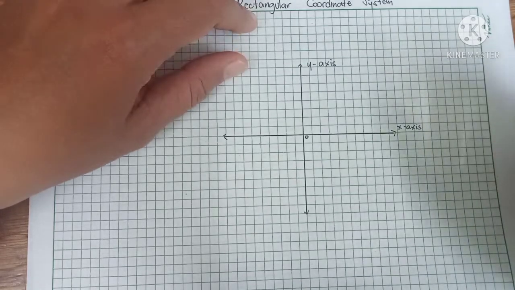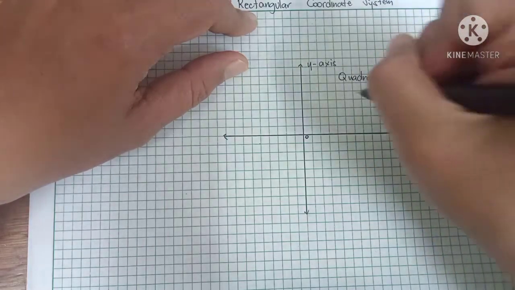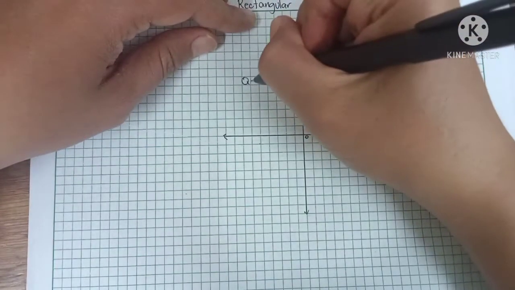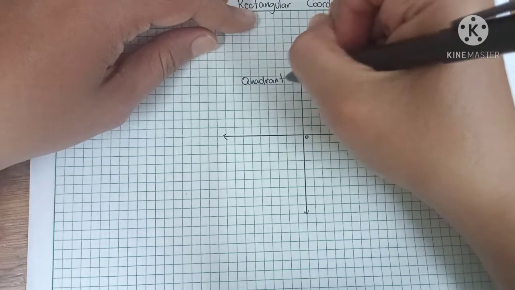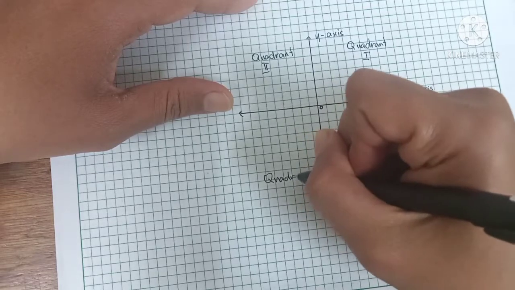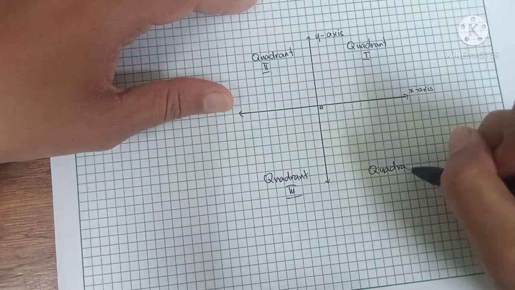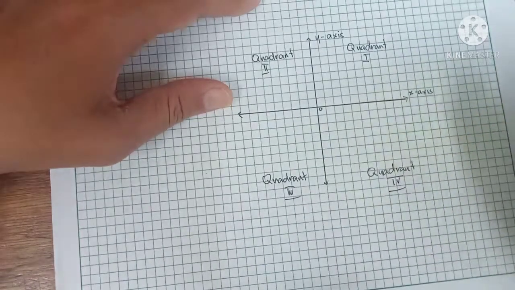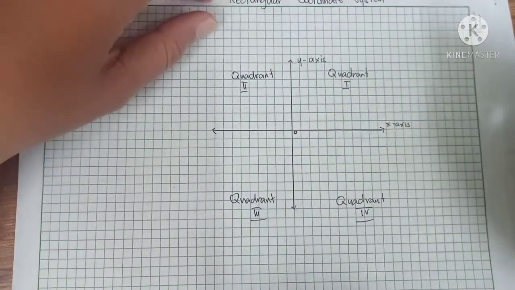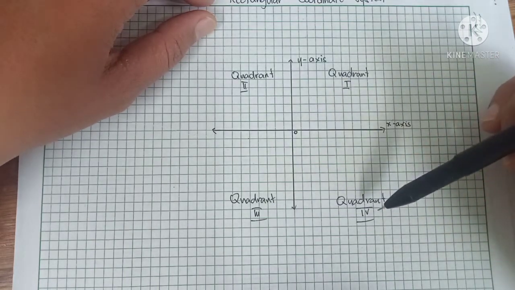Let us name the quadrants. Here we have quadrant number 1. And here is quadrant 2. Here is quadrant 3. And lastly, we have quadrant number 4. Therefore, our coordinate system is divided into four parts, four quadrants: quadrant 1, quadrant 2, quadrant 3, and quadrant 4.